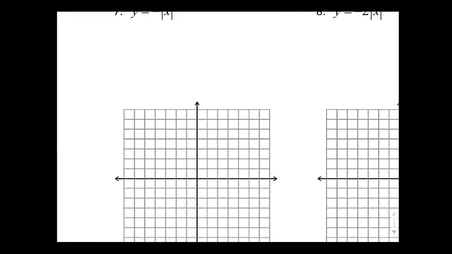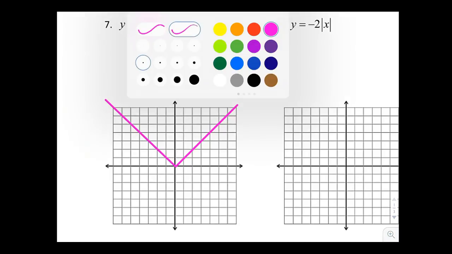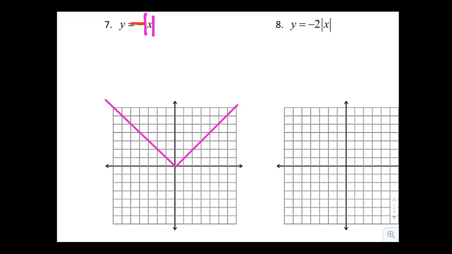They asked you to graph using T-charts. I told you to go ahead and use transformation rules. Again, it's absolute value. It's a V because of those absolute value lines. That negative causes a flip. It's an outside, so it's going to flip up and down. So it flips to this direction.